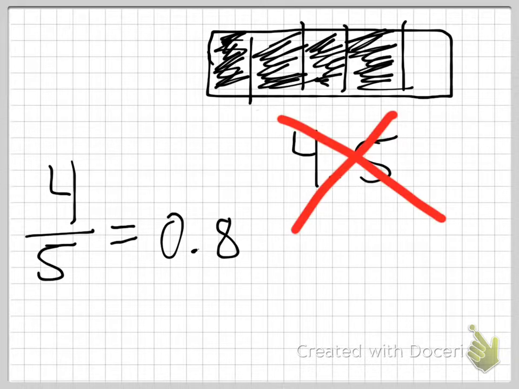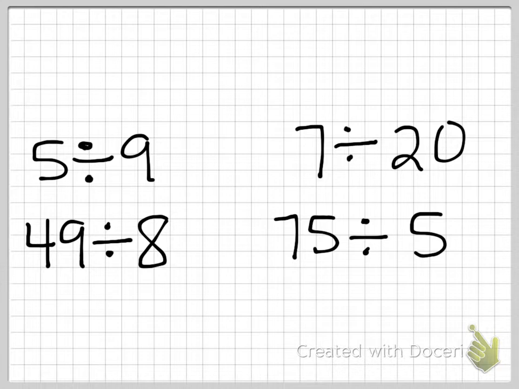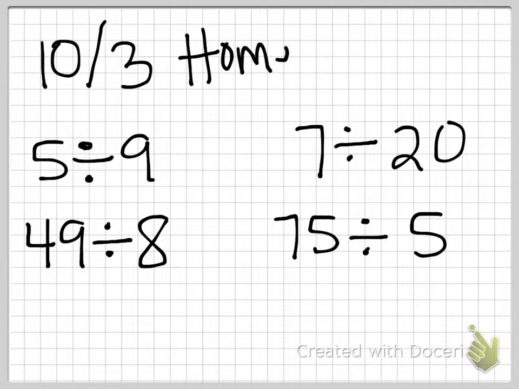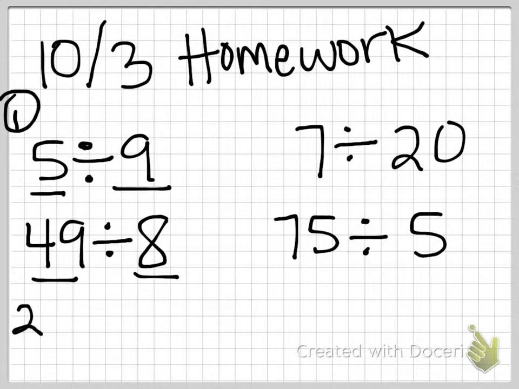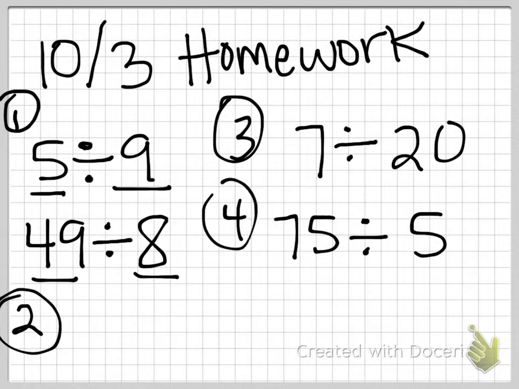Okay, so we're going to go ahead and continue on. These are the problems that you're going to have to solve for homework. So this is today's homework. This is 10-3 homework. We have 5 divided by 9. That's one problem. 49 divided by 8. So let's actually number these. 1. This one's 2, 3, and 4. 4 problems for homework. Pretty easy. Watch the examples.